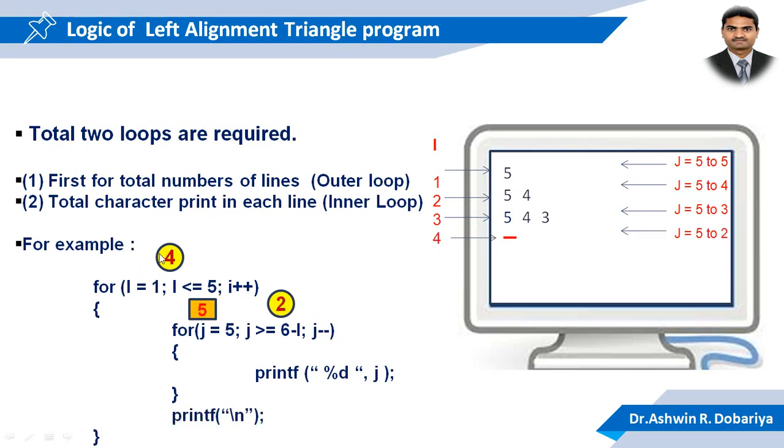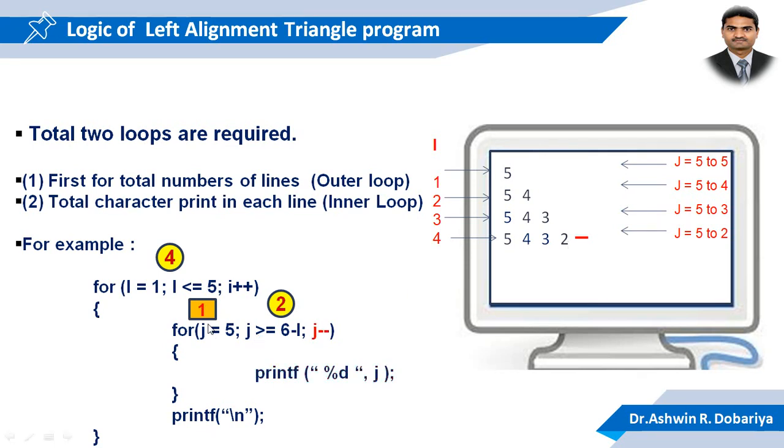Again i becomes 4, it means we are printing the fourth line. So again the inner loop j starts from 5. Now 6 minus 4 means 2. So first it prints the 4, again j is decremented by 1, it becomes 4, then j is decremented by 1, 3, it displays 3, again j is decremented, the condition becomes true, and 2.